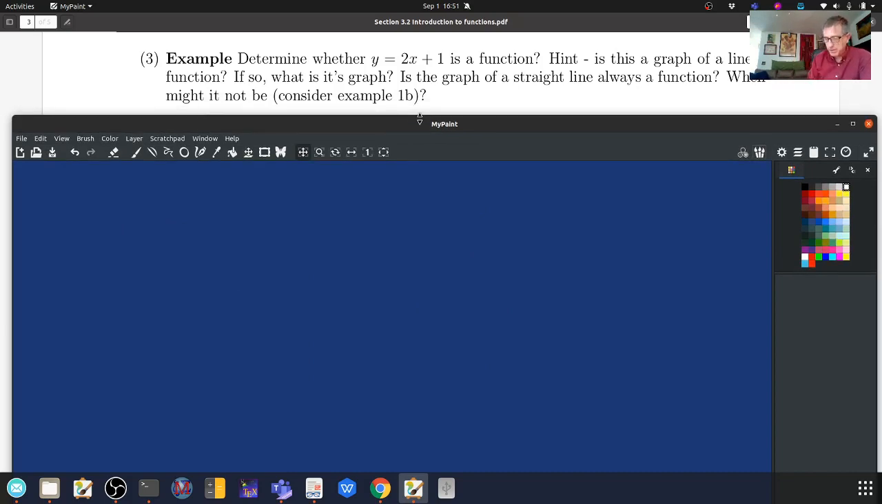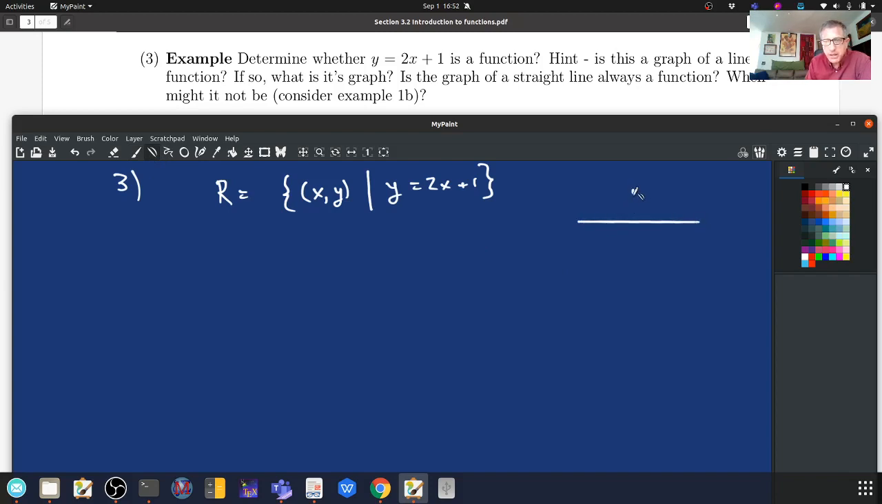So this relation here in 3, our relation is given by the set of ordered pairs x, y, such that y is equal to 2x plus 1. So this is a graph of a linear function. So let's actually graph this line and use that bit of information I told you. Since I know it's the graph of a line, all I have to do is find out if it's the graph of a horizontal or a vertical line.